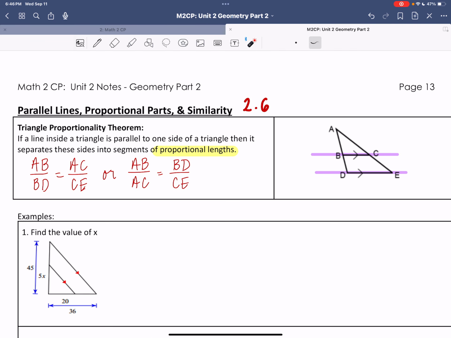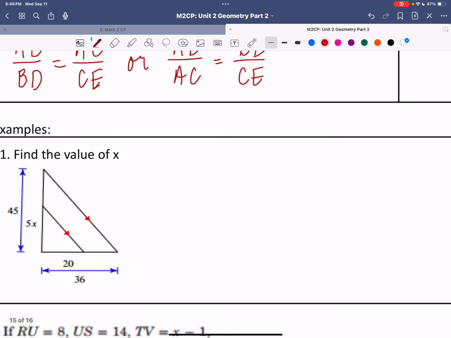proportionality theorem says if a line inside the triangle is parallel to one side of the triangle, then it separates the other two sides into segments of proportional lengths. So what this is saying is AB over BD is proportional, or equal, to AC over CE. You could also read it the other way, as AB over AC equals BD over CE. So either one of those works. We're going to use that information to find the value of x.